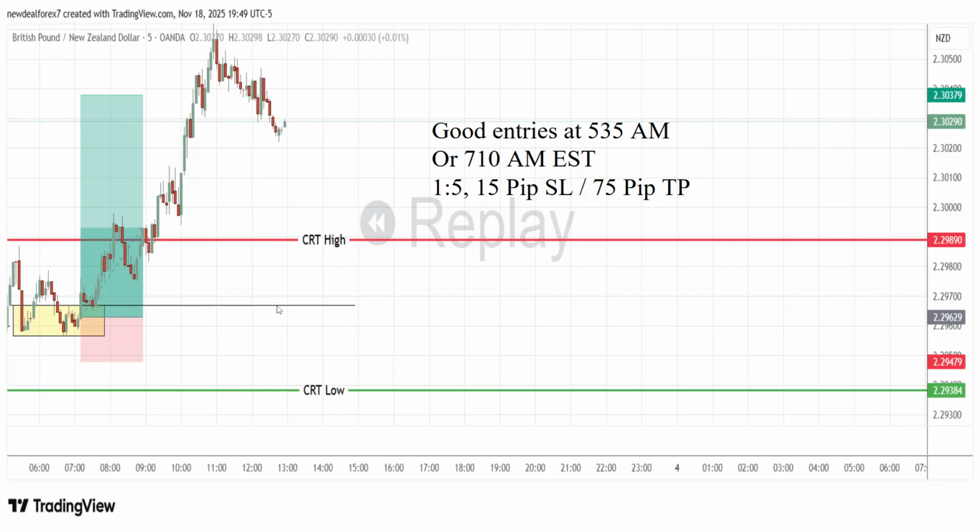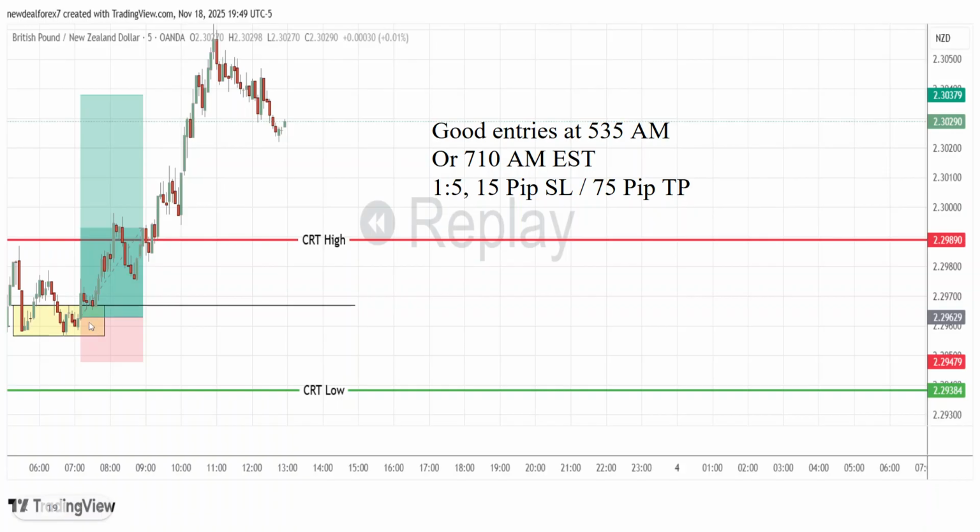As far as the entry goes, remember I talked about the golden zone. This black line right here is the 5 a.m. open. Price goes below it for a little bit. You basically got a double bottom right here, and then you're safe to enter anywhere around here. You can set a stop loss below this low. This was good for about 1 to 5 with a 15 pip stop loss and a 75 pip take profit. Price exploded out of the range and just did what you like to see it do. That's all you're looking for.